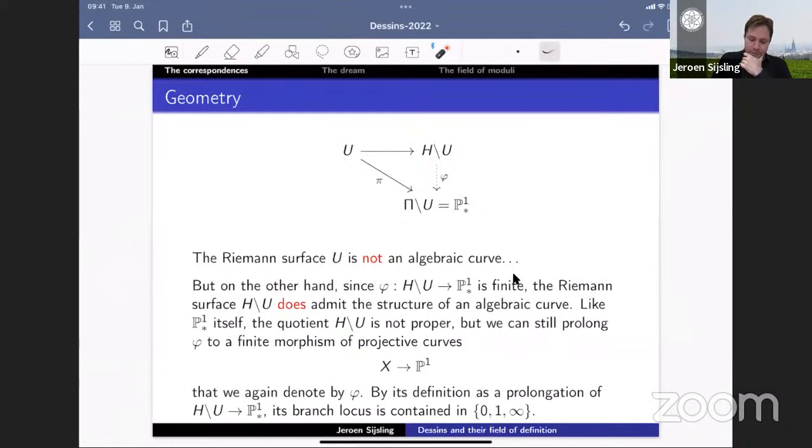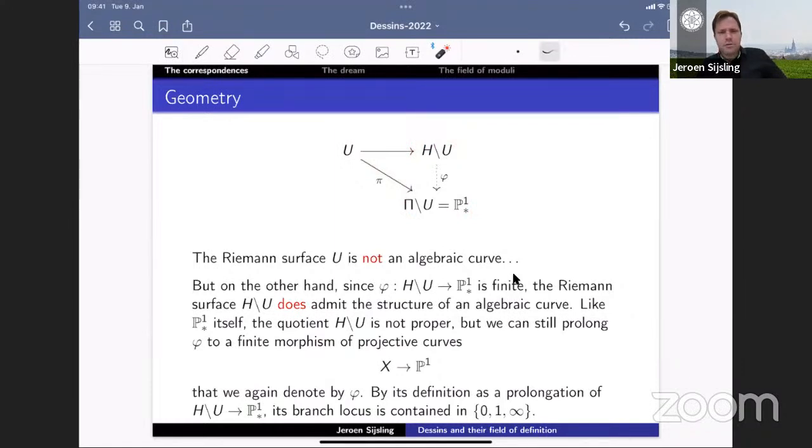And as long as you have finite covers of Riemann surfaces like P1 star, what you have upstairs, this quotient of U by H, that is in fact again algebraic. So this thing is too large to be completely algebraic. This is just the upper half plane. You can't make that into an algebraic curve, but this one you can. That's sort of the idea.